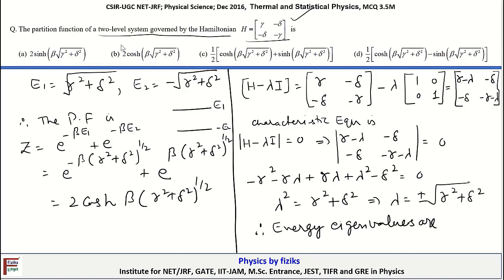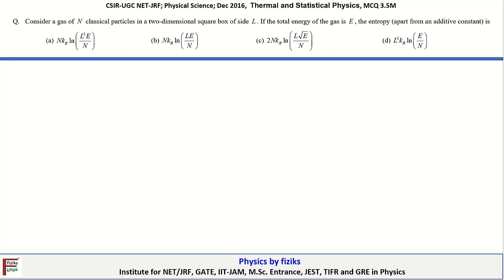Okay, so therefore the correct option here, which is matching with our result, is option B. So B is correct here. This is a slightly different question than we usually handle while finding the expression for the partition function. So let's take a look at the next problem.